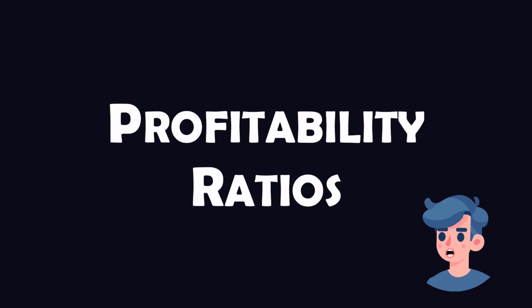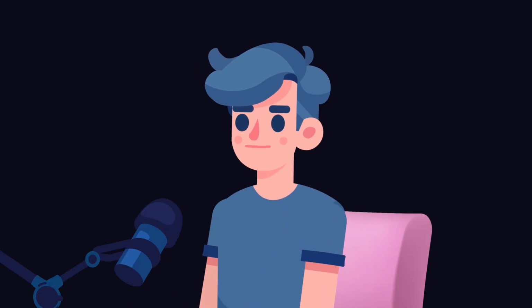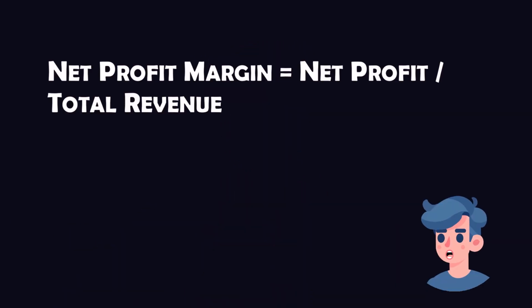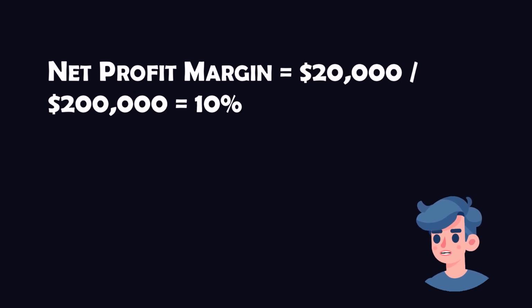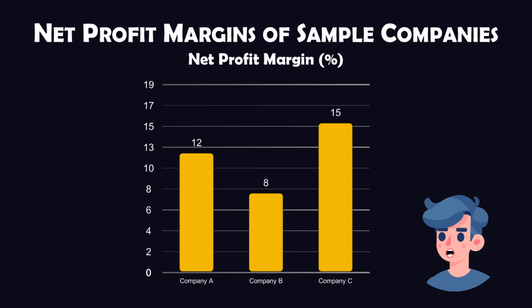Let's now move on to profitability ratios, which assess a company's ability to generate profit relative to its revenue, assets, or equity. The net profit margin is calculated by dividing net profit by total revenue. This ratio shows the percentage of revenue that remains as profit after all expenses are deducted. Suppose a company has a net profit of $20,000 and total revenue of $200,000. The net profit margin would be 10%. Here's a chart displaying the net profit margins of our sample companies.